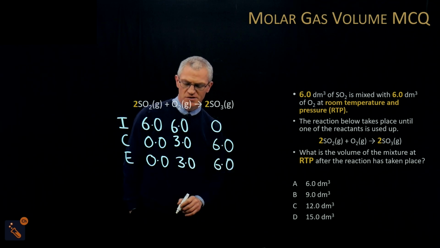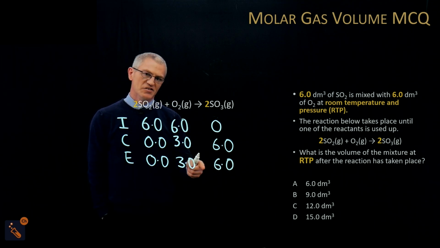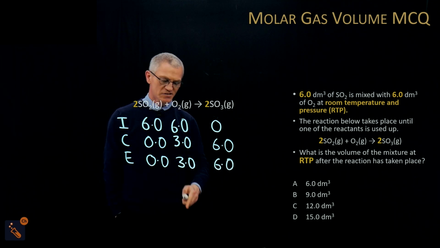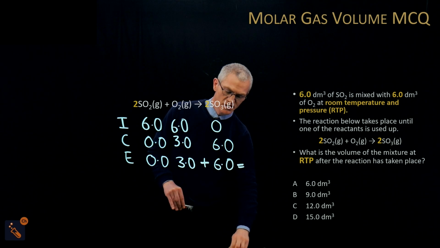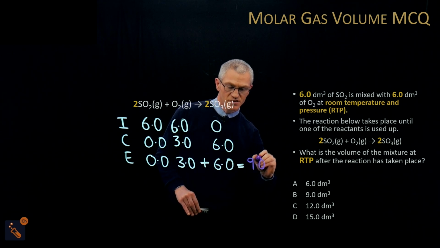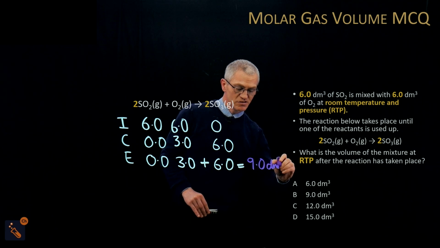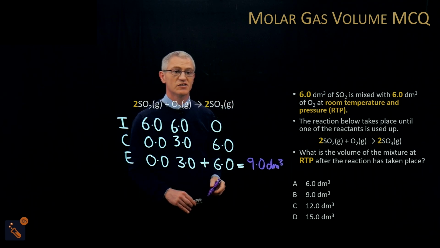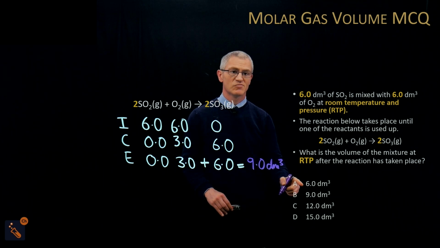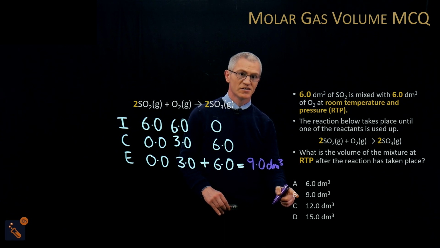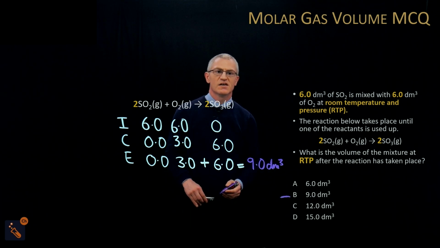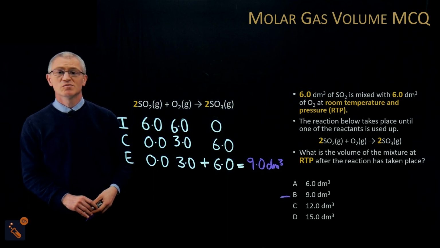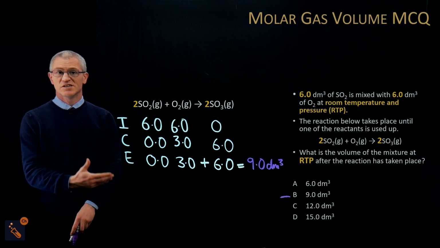So just copy that down. And that means at the end, I will have 3 and 6. If you add 3 and 6 together, that will equal 9, and that is 9 decimeters cubed. So if we look at our answers, we have 6, 9, 12, and 15, and that means we definitely are going to have 9. So it's really, really important. 9 is your answer.